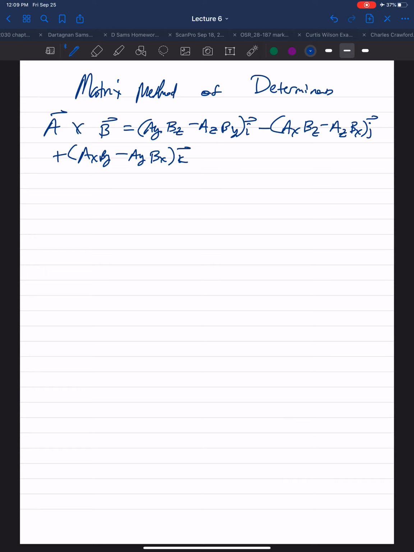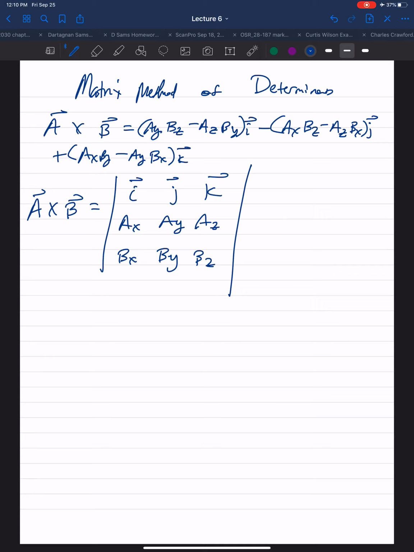We can write that and solve that more simply by this. Vector A cross vector B in a determinant i, j, k. We're writing in 3 rows and 3 columns: AX, AY, AZ, and BX, BY, BZ. A matrix is a technique for working with vectors, and a determinant has 3 rows, 3 columns. So if you write it this way, how do you solve this?